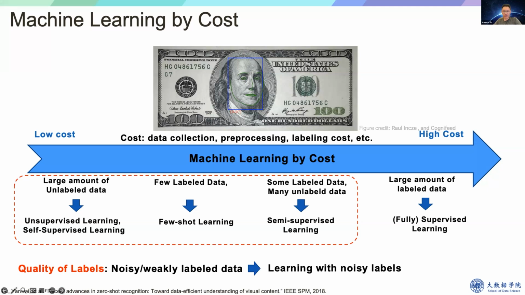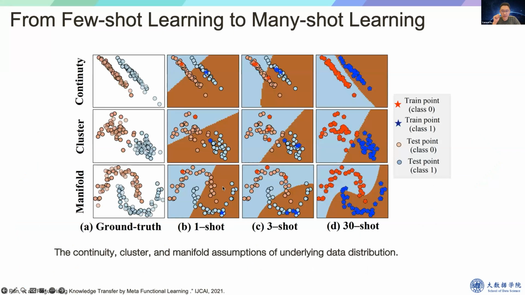This talk will cover some algorithms on semi-supervised learning, few-shot learning, self-supervised learning, as well as learning with noisy labels. So let's imagine what happens from few-shot learning to many-shot learning. We illustrate the few-shot data on a binary classification task with continuity, cluster, and manifold assumptions, which are the general assumptions in semi-supervised learning. From few to many labeled examples, hypotheses learned from a large amount of examples are favored over those trained with few examples. Moreover, good hypotheses should prefer geometrically simpler decision boundaries and encourage points in the same cluster to have the same label. This should be a general principle for the task-agnostic pattern of a hypothesis.